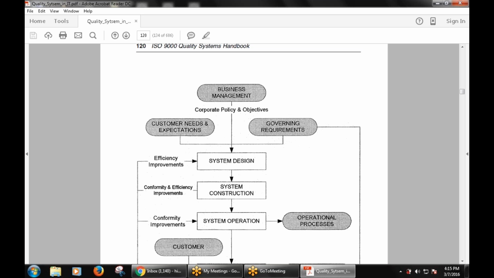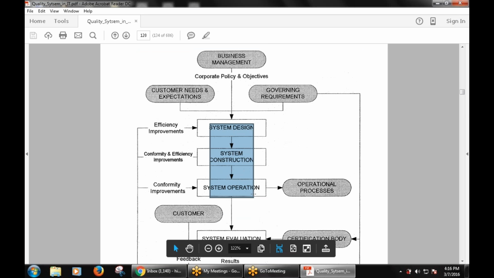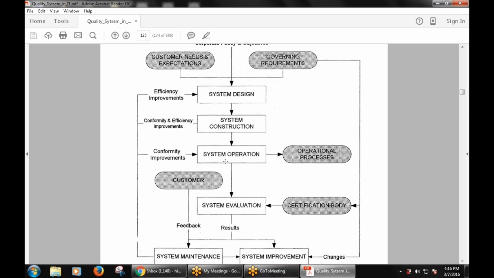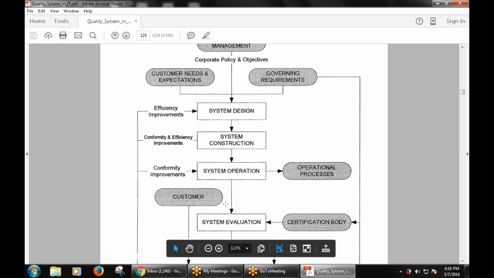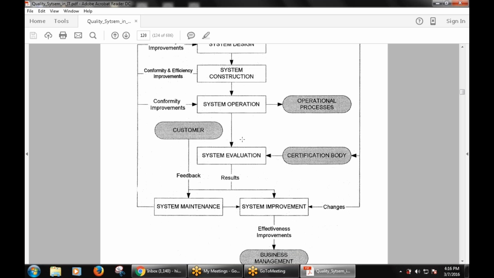Then there is system design after the business management, that includes efficiency improvement that is used for the system design. Then system construction that includes conformity and efficiency of the improvement. Then system operation. So these are the phases by which the system or business management will be handled: design, construction, operation, and evaluation.